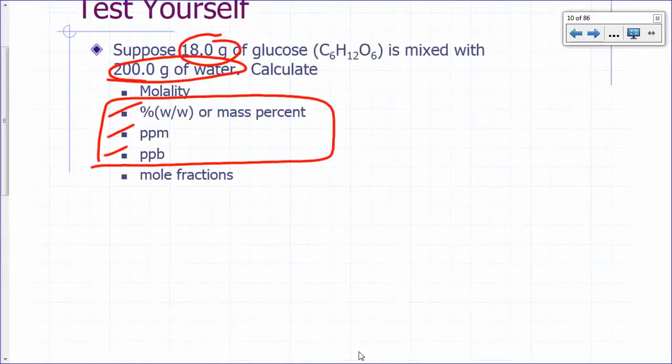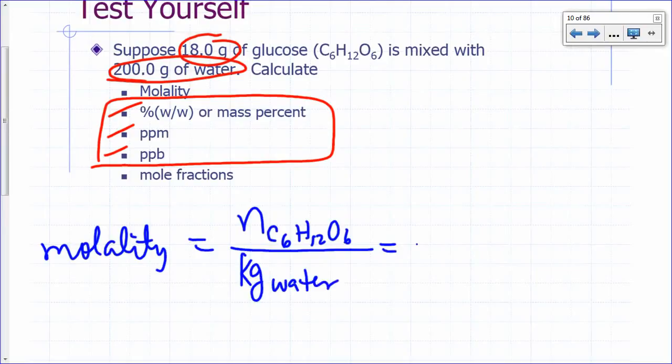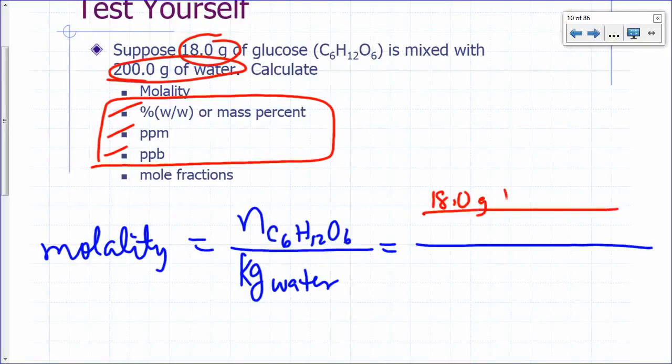Molality is defined as moles of solute, so in this case our solute is glucose, C6H12O6, divided by the kilograms of your solvent, which in this case is water. So let's calculate moles of glucose. If you know the mass, that's the mass of glucose, 18.0 grams. Basically, you divide it by the molar mass.